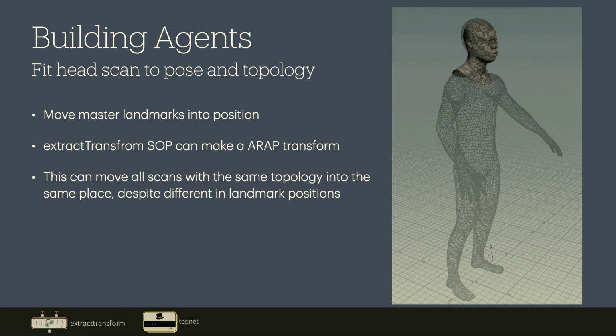Because each scan has the landmark points in slightly different places, as each head's different, just copying the transform from scan 1 is going to be wrong. But extract transform SOP gives us a transform that moves the points into position as best it can. So, an as-rigid-as-possible solution. You can see here that it's lining up the face landmarks in more or less the right spot. The rest of the head and neck moves however it needs to move, and we're going to blend those out a little bit later in our setup.